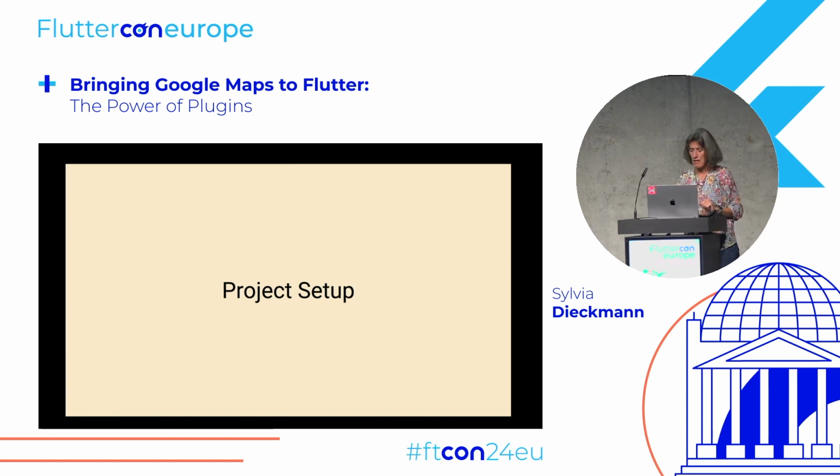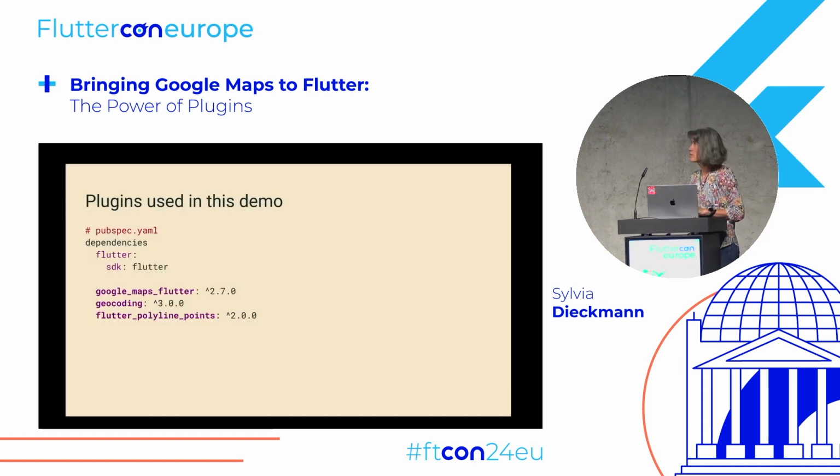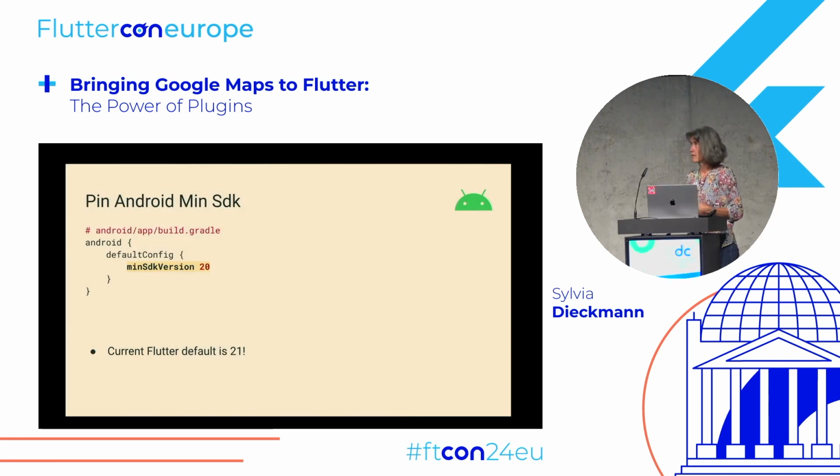That was prerequisites. Now let's look at the project setup. I'm using 3 different packages for this demo: the Google Maps Flutter package, provided by Google, and then 2 auxiliary packages, geocoding and Flutter polyline points. To get them to work, there are a few setup steps you have to do. The first on the Android side is you have to pin down the minimum SDK version. That's not such a huge hardship because the last time I checked, the current default seems to be 21. So pinning it to 20 or up is not so horrible.